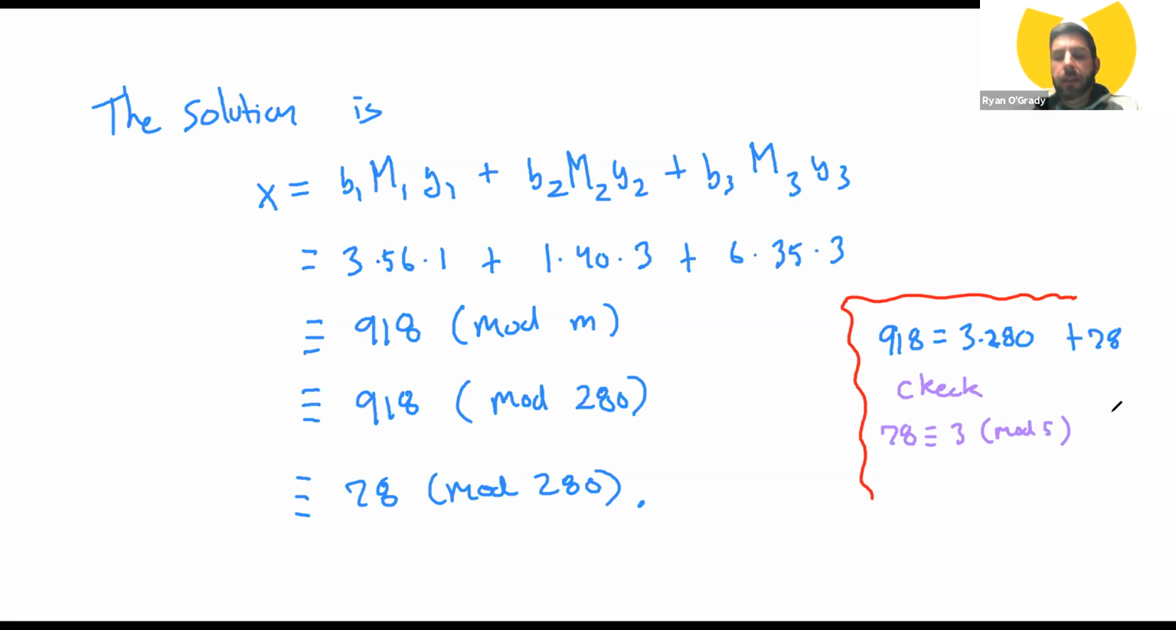Well, 78 minus 3 is 75. 75 is clearly divisible by 5. Is 78 congruent to 1 mod 7? Well, 78 minus 1 is 77, so that clearly checks.